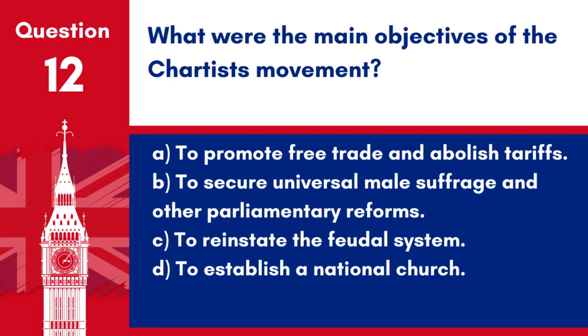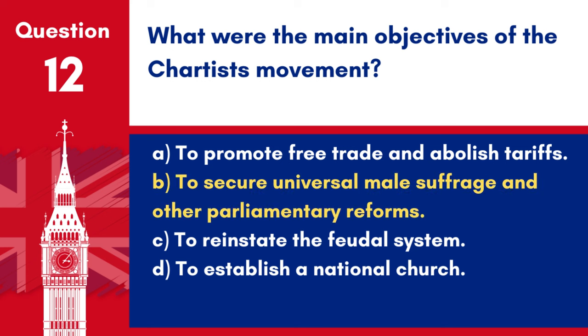Question 12. What were the main objectives of the Chartists' movement? A. To promote free trade and abolish tariffs. B. To secure universal male suffrage and other parliamentary reforms. C. To reinstate the feudal system. D. To establish a national church.